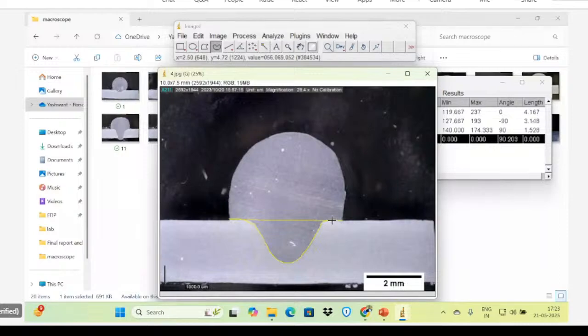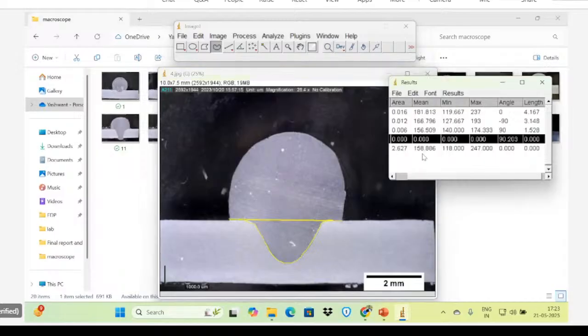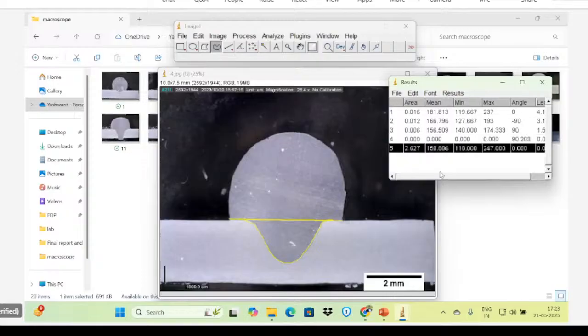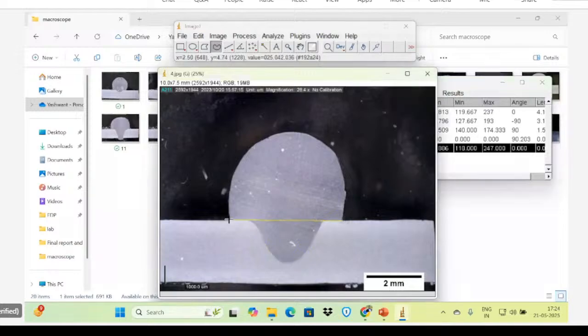So at the last point you can leave the mouse button, and then you can see the closed loop has been made. So now we are pressing Control M. So you can see area has been measured. So area is 2.627 mm square, the area of the penetrated zone. So now we will be doing the total area. So again, the freehand selection we will be using.